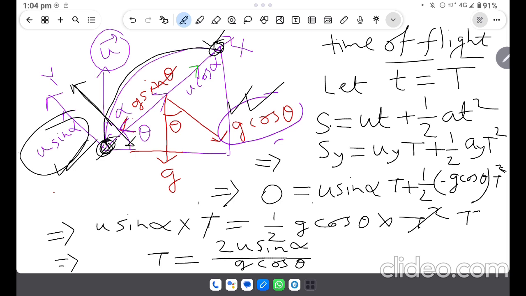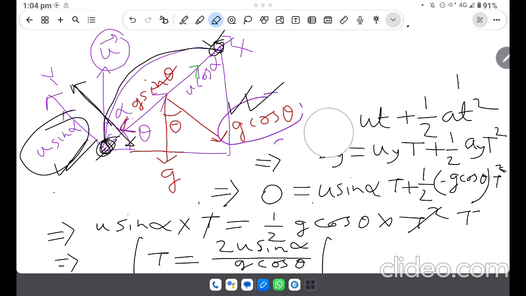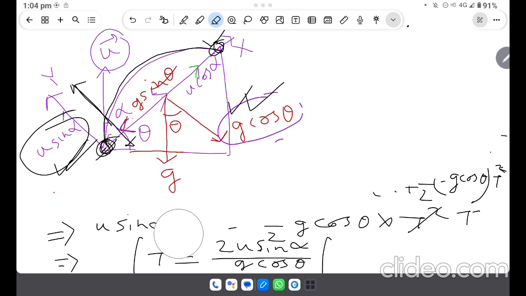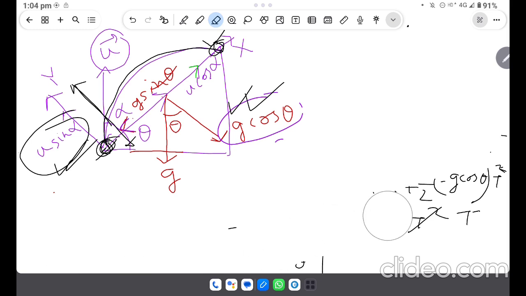So capital T is equal to 2u sin alpha by g cos theta. This is the time of flight. So that is the first derivation we got. Now the second one we are going to find out is the maximum height. Let's see how we can do it.